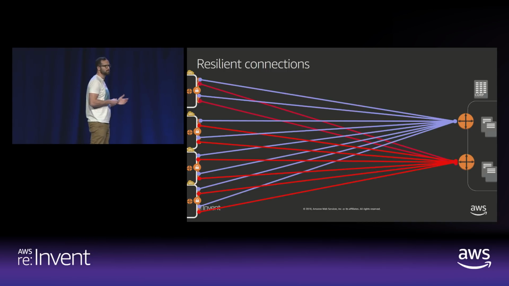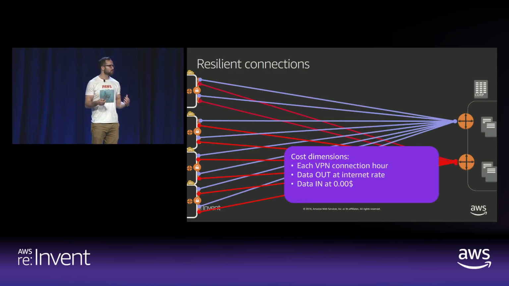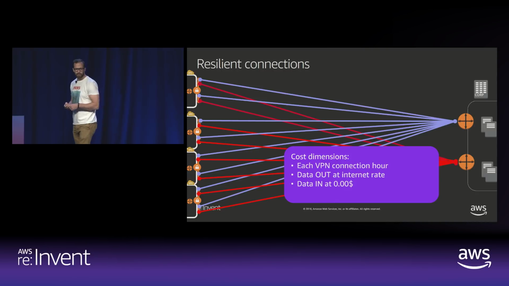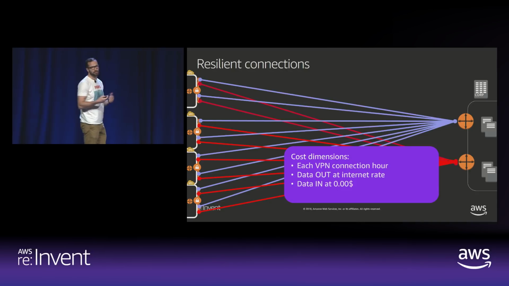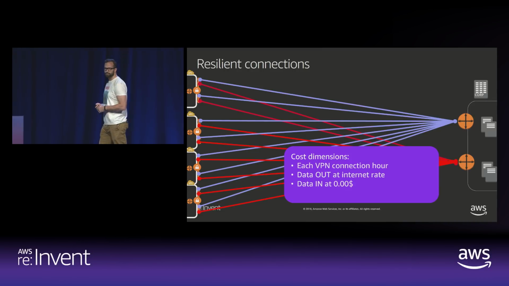Right, so before we do that, before we look at optimization, let's analyze the setup we have from a cost point of view. And what cost dimensions do we need to consider in this particular scenario? So we charge for each VPN connection hour. And we have 8 VPN connections here, 16 tunnels, but 8 connections. And then we charge for the data out from your VPCs out to the internet. There's a data out at an internet rate charge. Data into AWS is free of charge over those VPN tunnels.